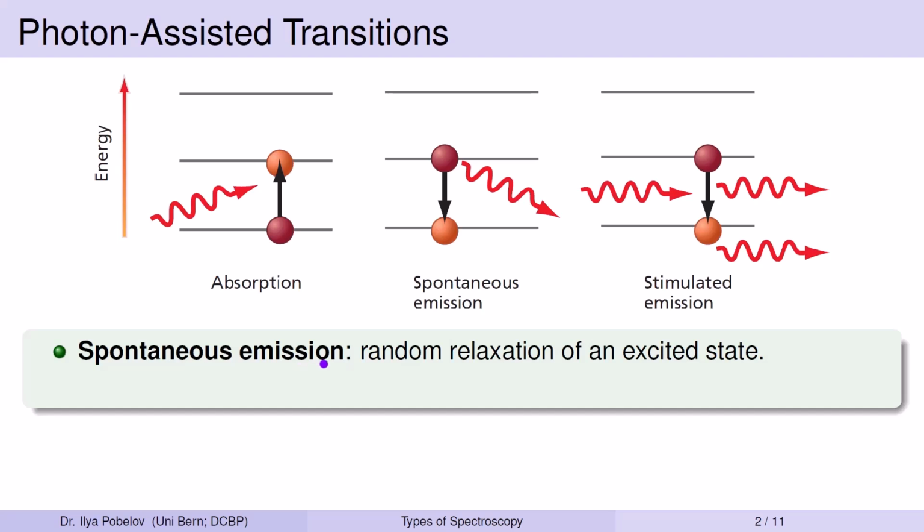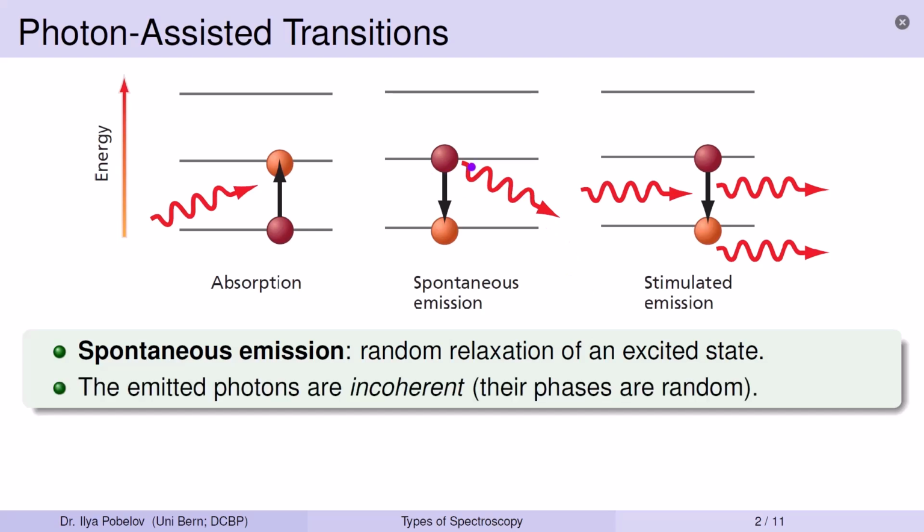Spontaneous emission. This is a random event where an excited state relaxes to a lower energy state, emitting a photon in the process. The emitted photons are incoherent, meaning their phases are random.